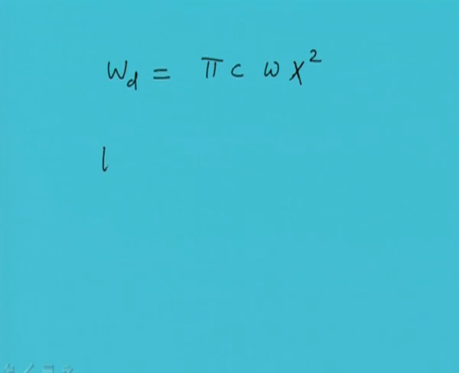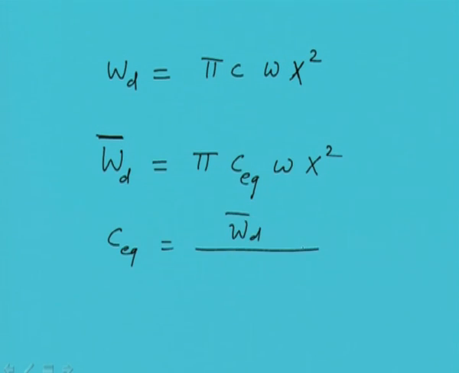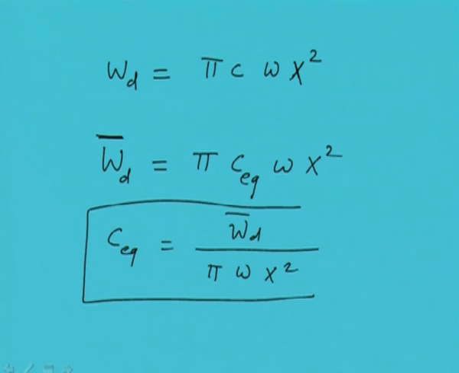Now let us say we have obtained the damping energy loss by some other means, and W_D bar is that energy. So we can get the equivalent viscous damping by equating this. So you can see that we can obtain the equivalent viscous damping from this expression, and you can use it in the standard linear model of the damping, which is proportional to the velocity. So our expressions will be simpler.